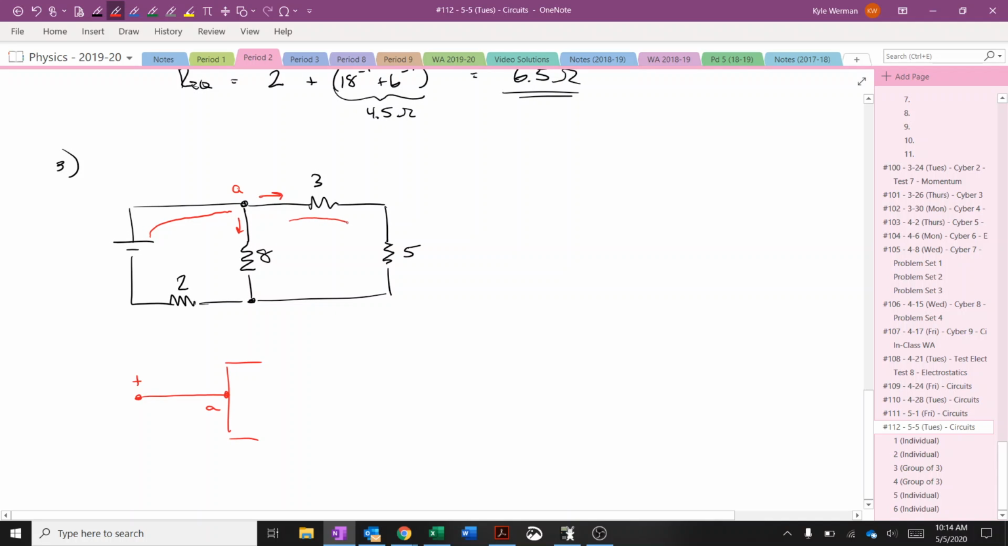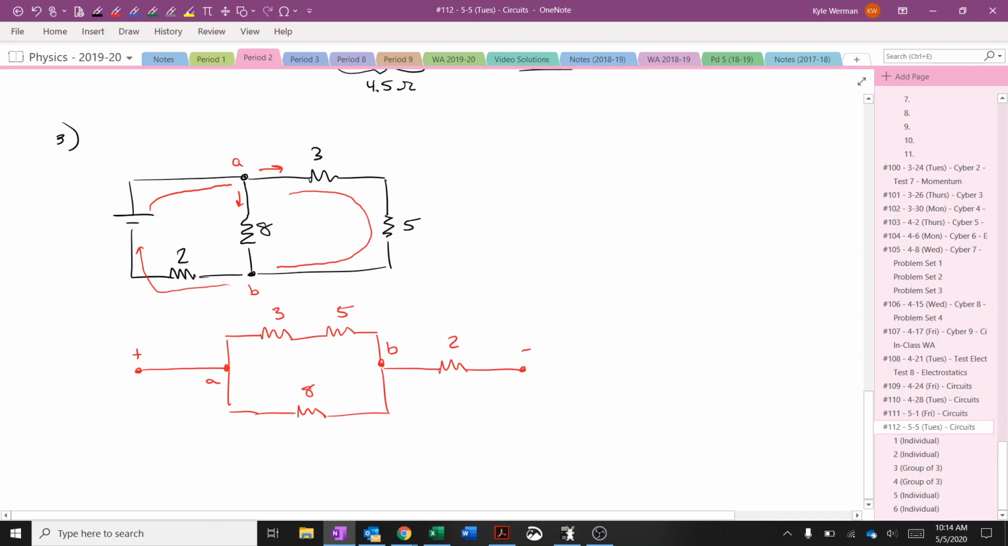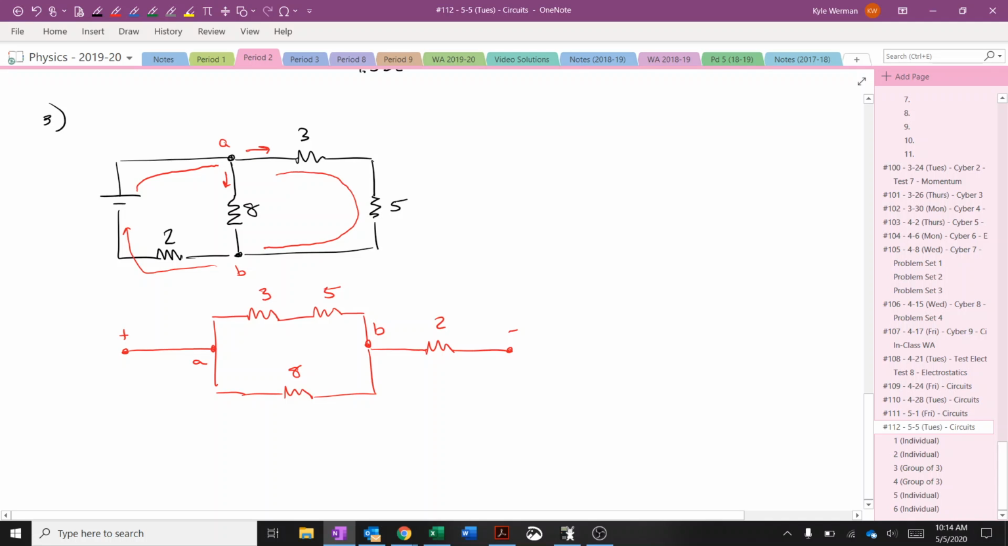High road goes through the 3, through a 5, and to another node. So I'm going to do 3, 5, and let's call this B. And so I'm going to go to a node here and call that B. If I take the low road from A, I pass through an 8 ohm resistor, and I go to B. So now I'm connected again. And from B, I go through the 2 ohm and back to my end. And so I've redrawn my circuit like this. And hopefully, you can then write it all together.